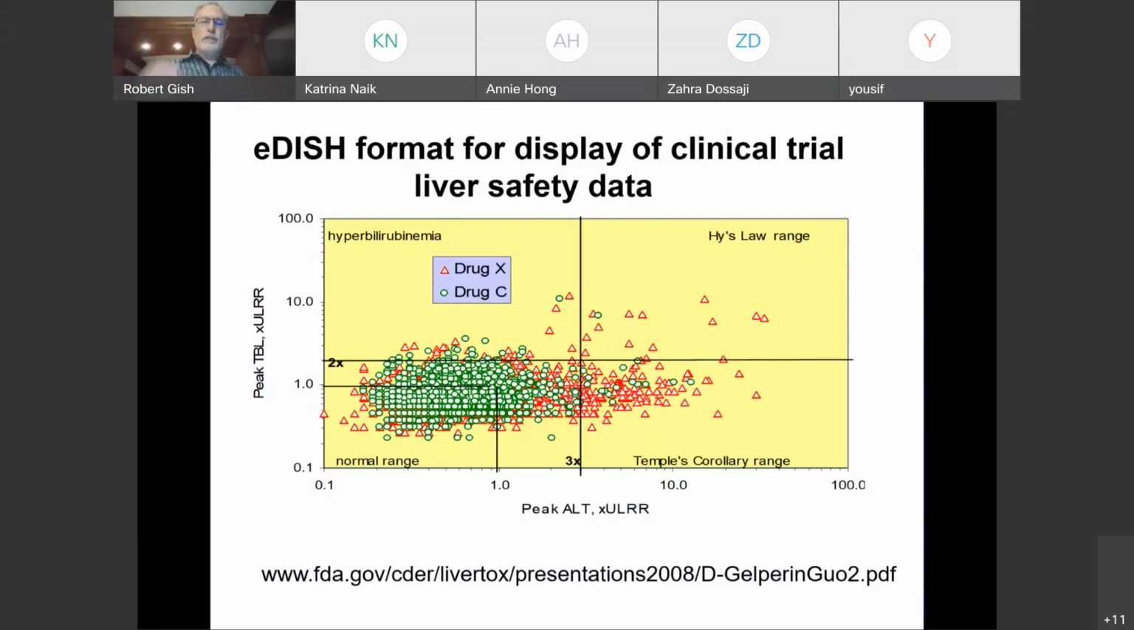So drug X is going to hit Hy's law, not going to be approved. Drug C is not hitting Hy's law except for one case. Definitely a number of cases of hyperbilirubinemia and a large number of cases of ALT elevation. Sitting at the FDA, I'm not going to let drug C out on the market either.